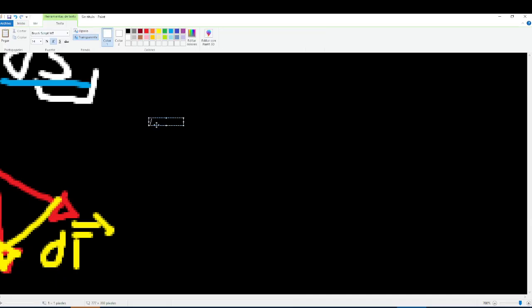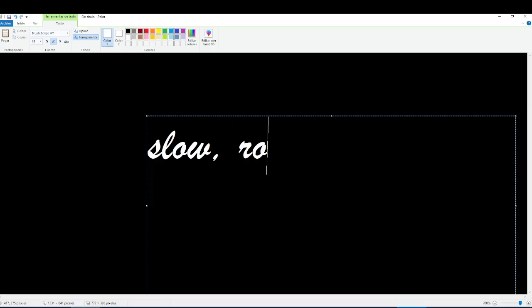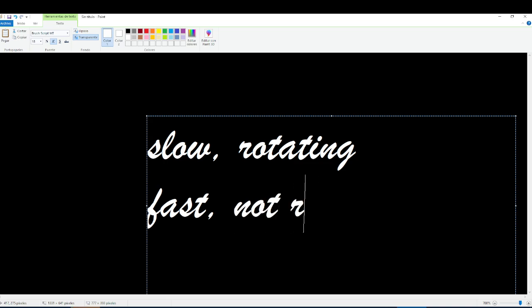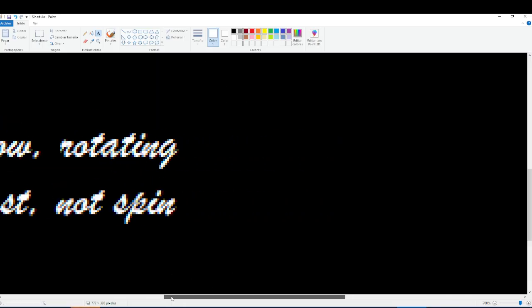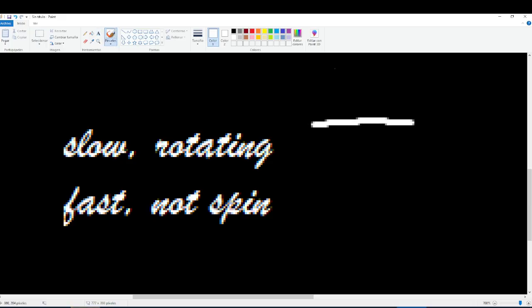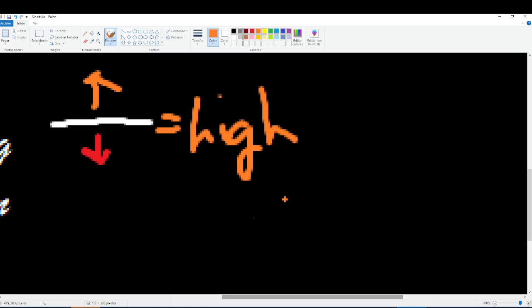So we've got two major cases. We're slow, so we're moving really slowly along the curve, and we're rotating a lot. Or we're moving fast, and we're not rotating. In the first case, if we're moving really slow, then this would be lower, and we're rotating a lot, so the change in the tangent is greater. So we have a higher curvature, because a higher number over a smaller number is a higher number. So we have a high curvature.